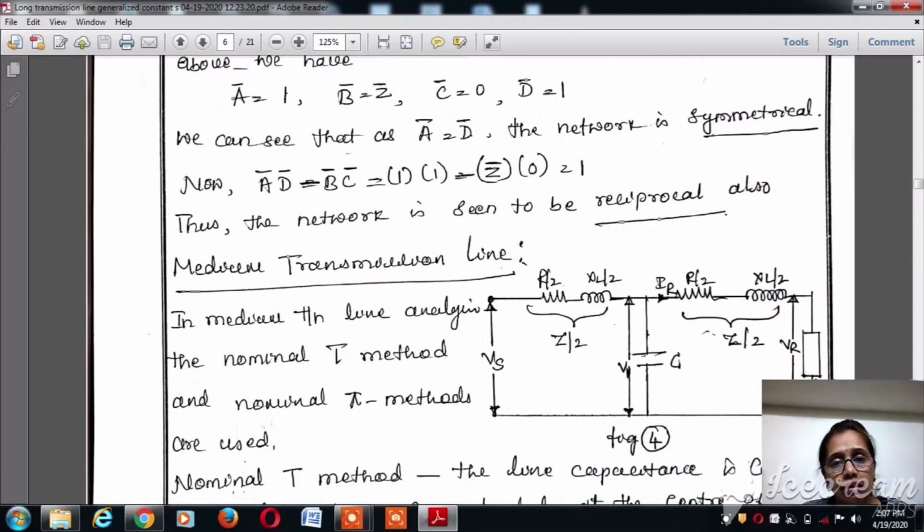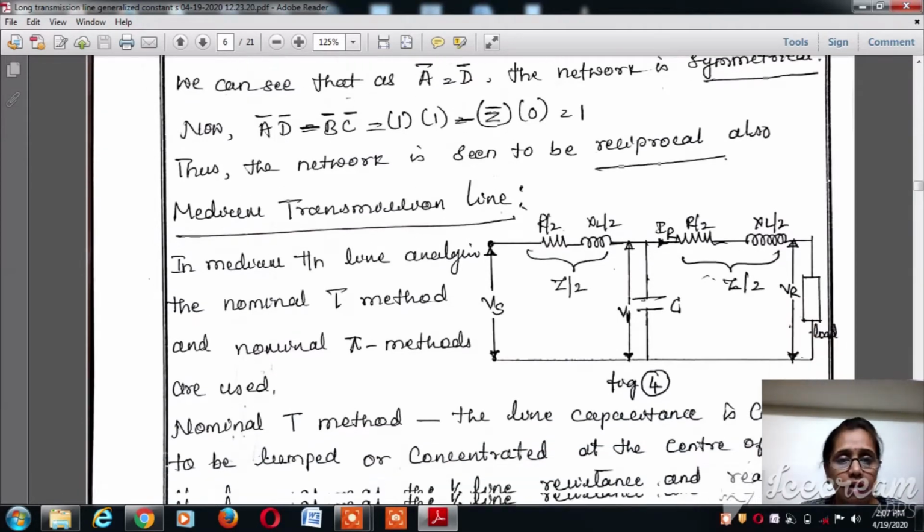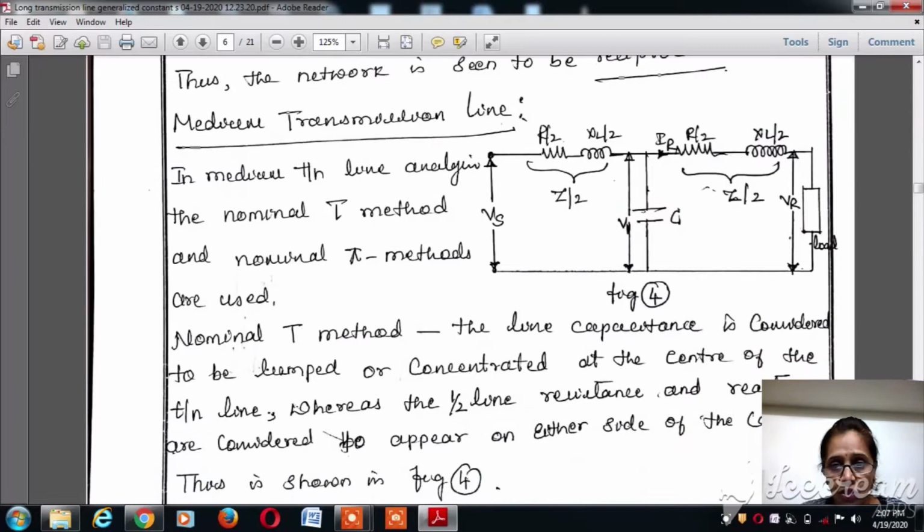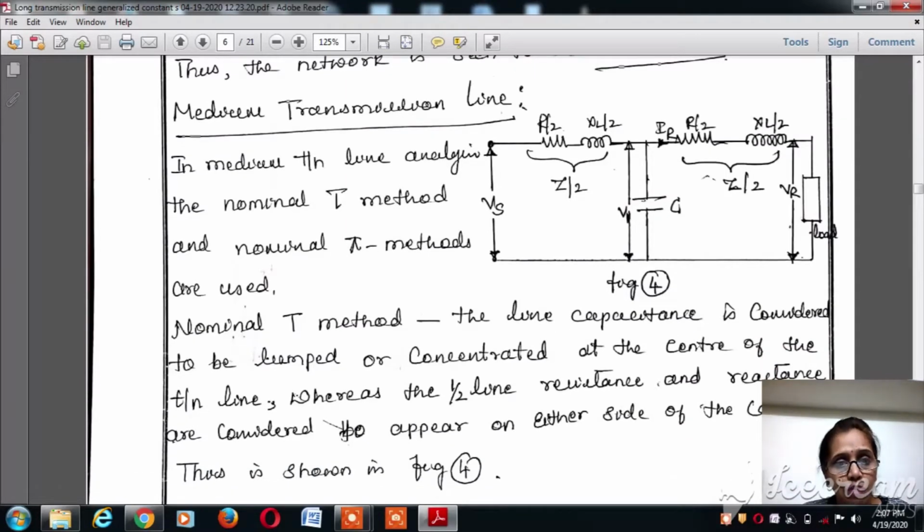Now, after learning that the short transmission line is symmetrical and reciprocal, we can move on to the medium transmission line, where we can consider three different methods. One is the end condenser method, the second is the nominal T method, and the third is the nominal pi method. For convenience, we are going to consider two types of performance analysis, using the nominal T method as well as the nominal pi method.